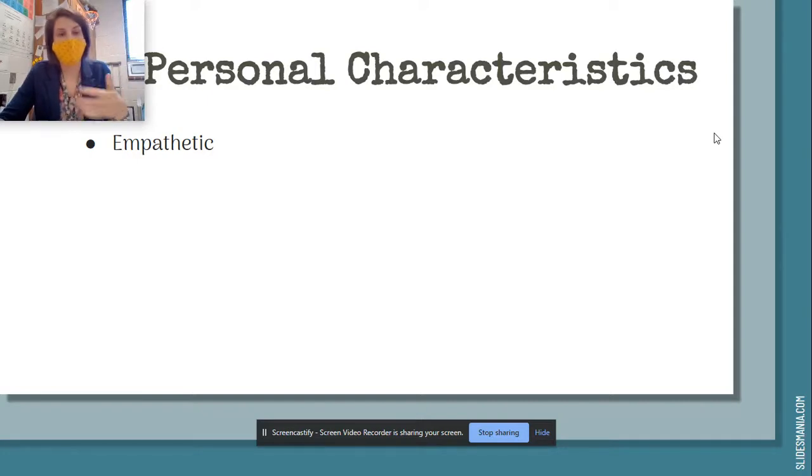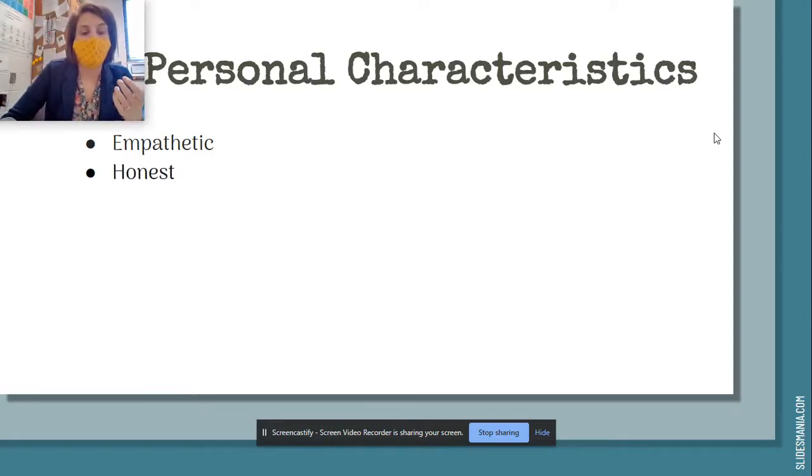And as healthcare workers, obviously, we have to be honest because we have to let our patients know what's going on. And we'll talk about honesty a little bit more when we get into ethics and how honesty and ethics can sometimes contradict each other. So we'll look at that.